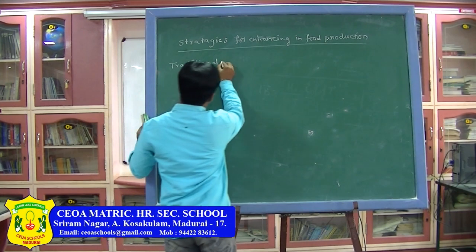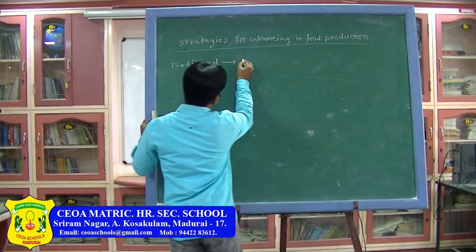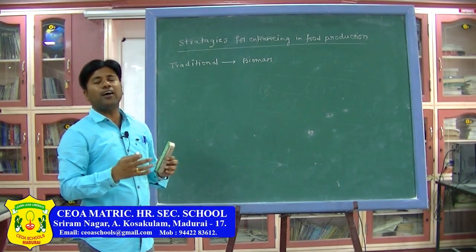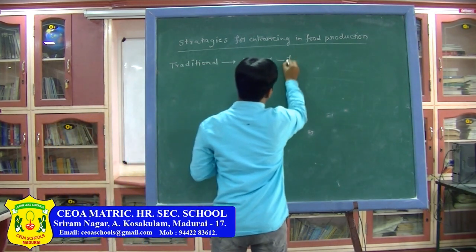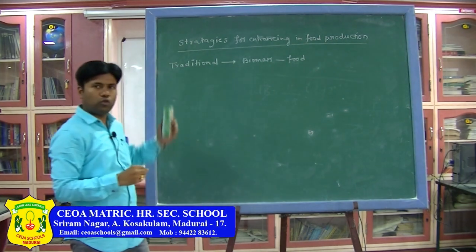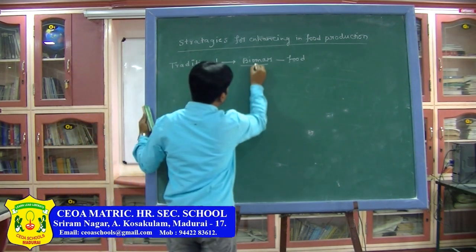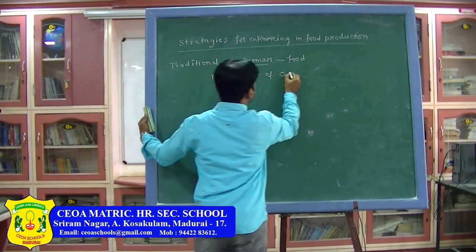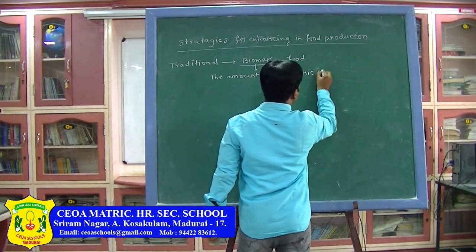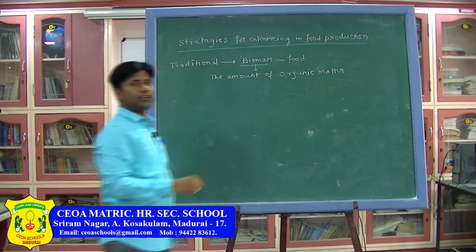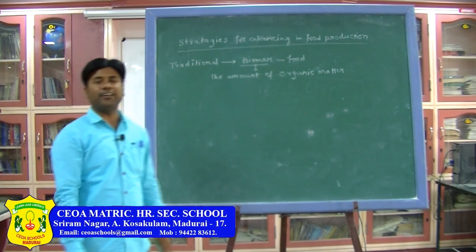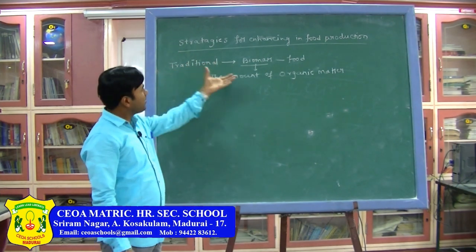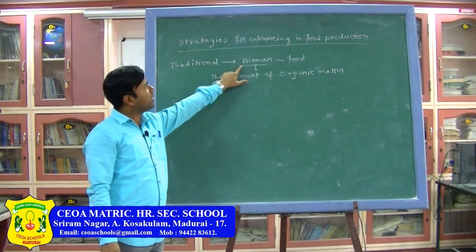Through traditional farming, the biomass of the plant will be very less when we take it as food for animals. So, what is biomass? Biomass means the amount of organic matter present in the plant body. Usually plants, animals and human beings, we take food from plants. So, in that plant body some organic material is present, and that organic matter we call biomass.